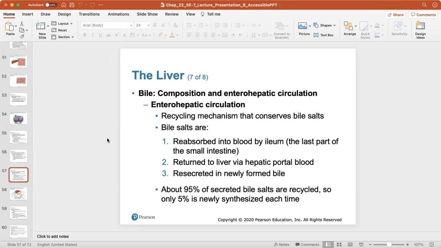Bile is important in the enterohepatic circulation. Bile salts are reabsorbed into the blood, they return to the liver, and then they're re-secreted in newly formed bile. So we get this recycling mechanism of bile. About 95% of secreted bile salts are recycled, so only 5% is newly synthesized each time.